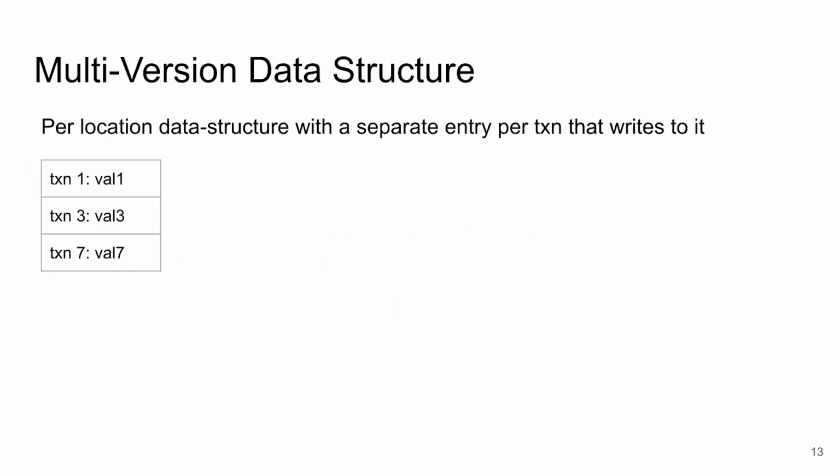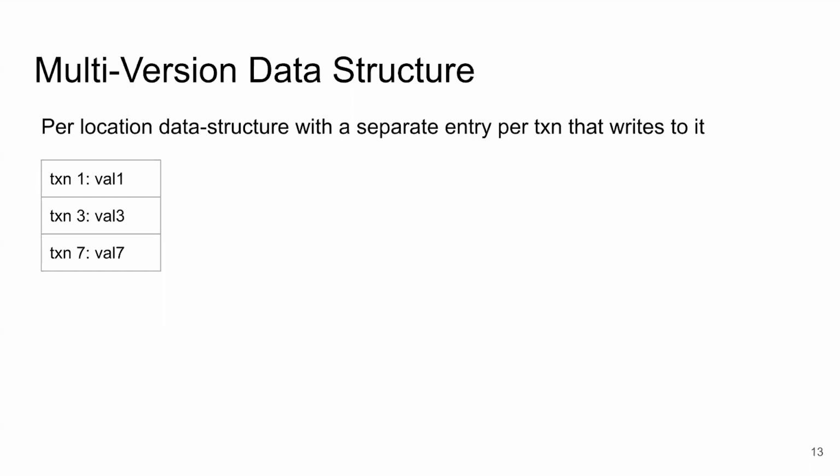But actually that's exactly what I was going to get to. I'm going to talk about it. One piece here is relatively simple, especially since I mentioned that BOM uses a similar structure, but BOM assumes that you have an overestimate, so you can statically create the data structure for every estimated write. We have a similar data structure. It's a multi-version data structure.